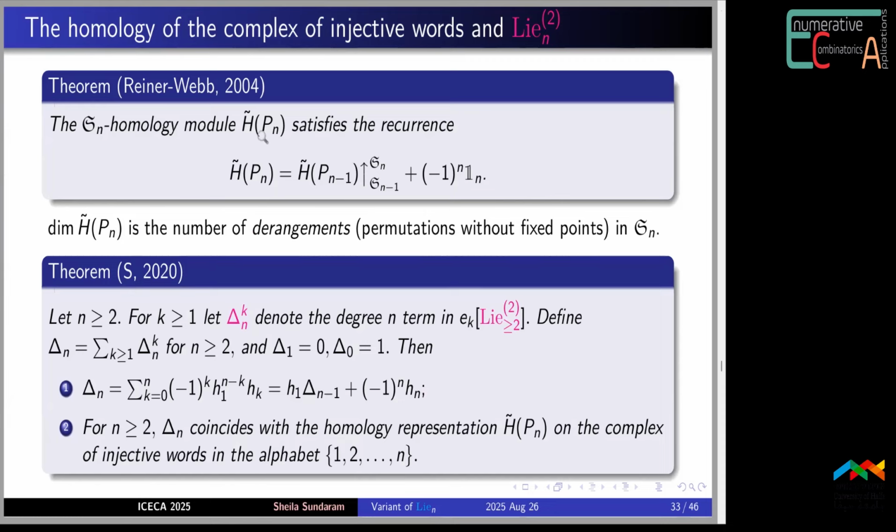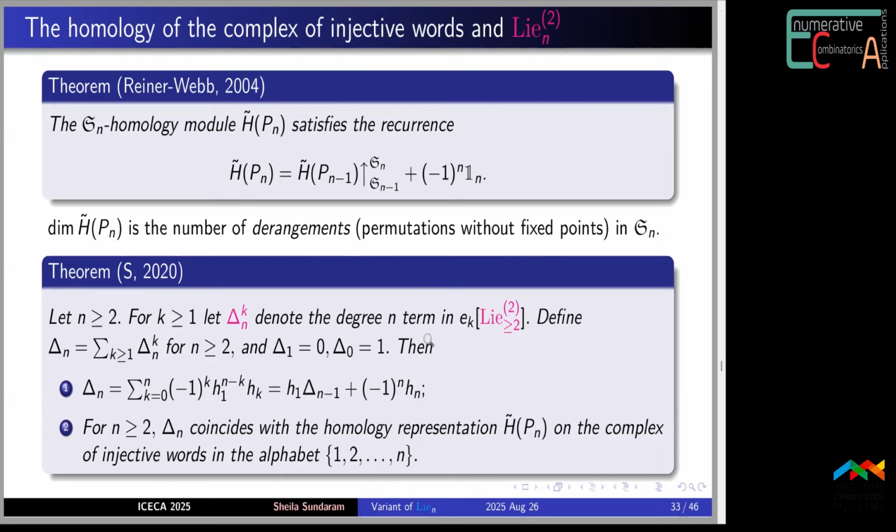Okay, so here's the theorem of Reiner and Webb. They showed that the S_n homology module satisfies this recurrence: H tilde of P_n is H tilde of P_{n-1} induced up from S_{n-1} to S_n, plus or minus one copy of the trivial representation. Of course, all the experts in the audience who work with permutations all the time immediately recognize the recurrence for the derangement numbers. And indeed, this top homology dimension, the Betti number, is the number of derangements, permutations without fixed points in S_n.